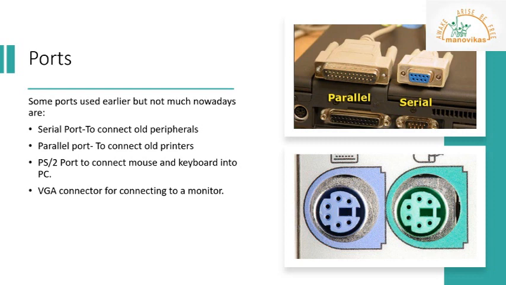Now you can see here many types of ports. So the first type of port is a serial port. Now serial port is a port which is used to connect mouse, keyboard or modem. Of course, these days most of the PCs use USB port for it. The parallel port was used to connect the old printers.